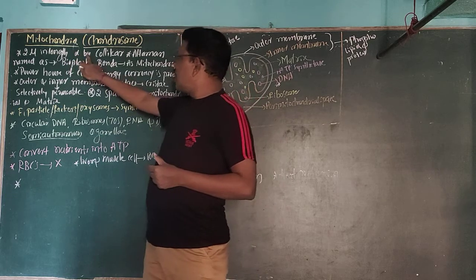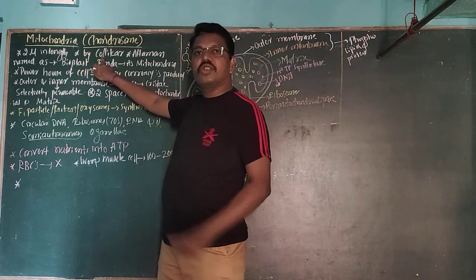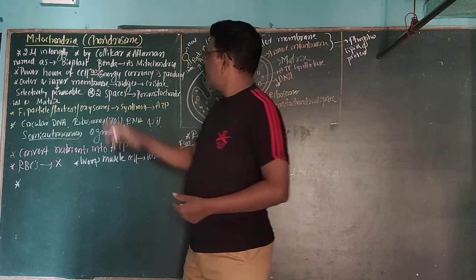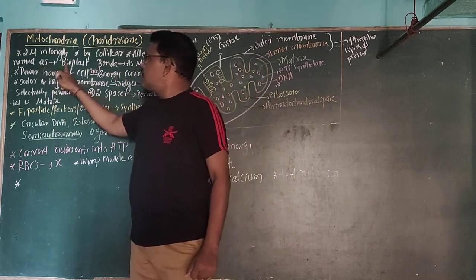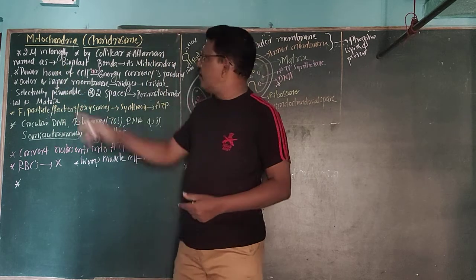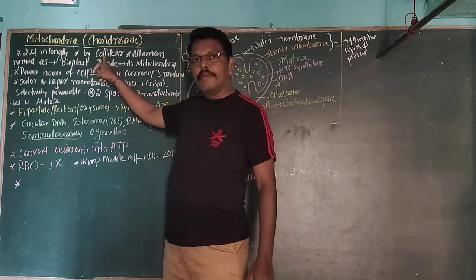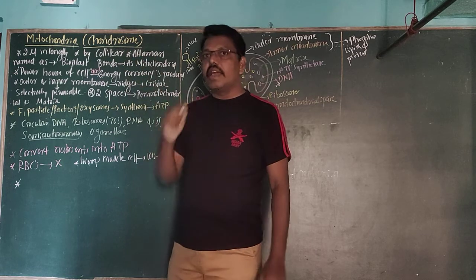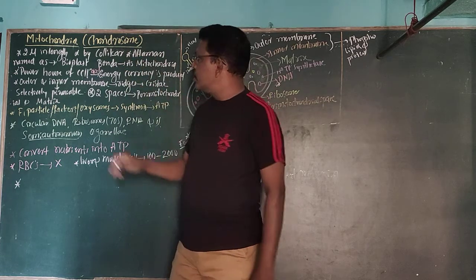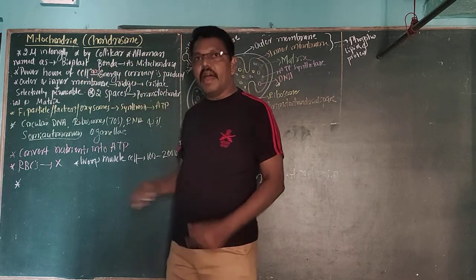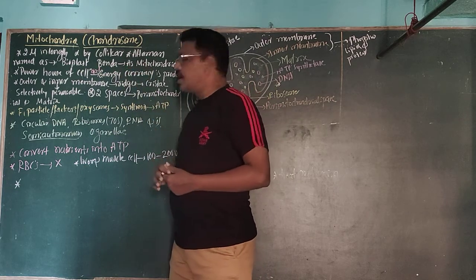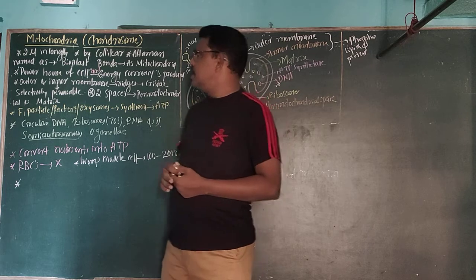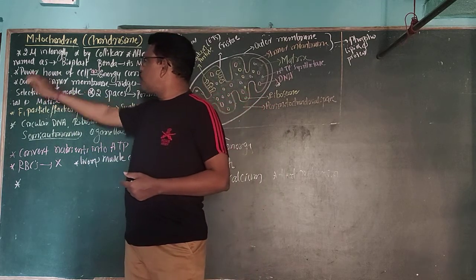These mitochondria were first discovered by Kollikar. Afterwards, Mr. Altman gave the name Bioplast. Then Mr. Benda called it mitochondria.